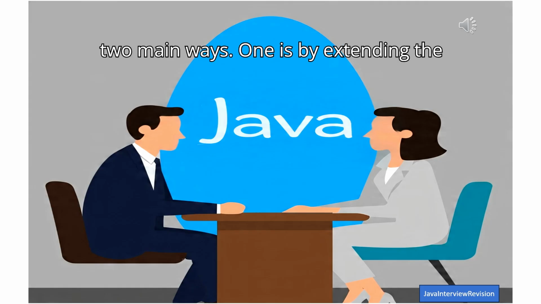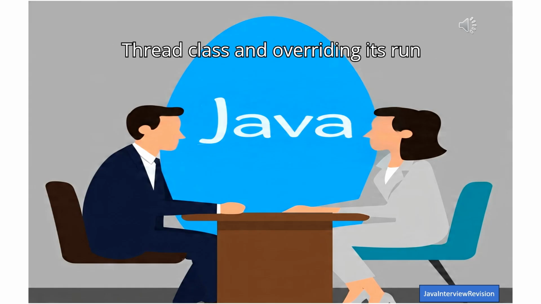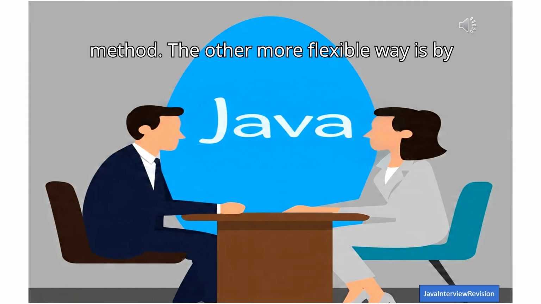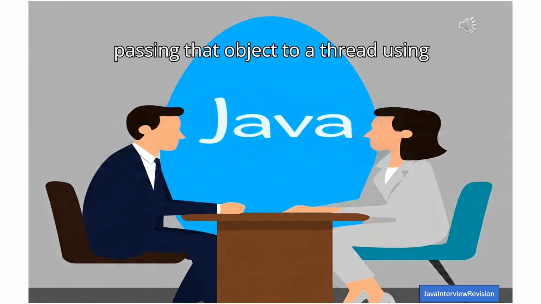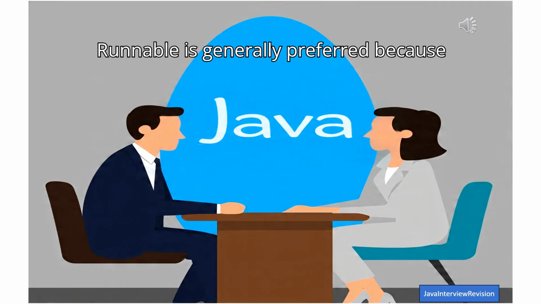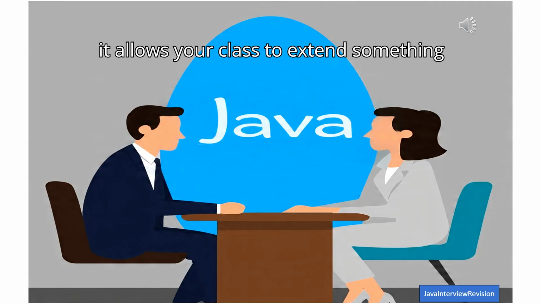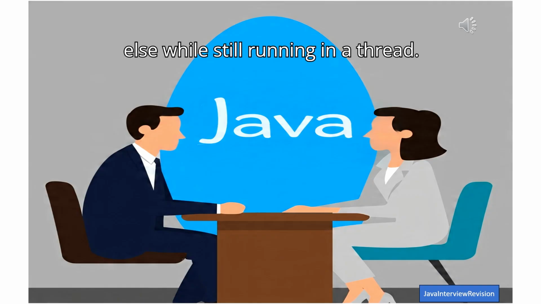There are two main ways. One is by extending the Thread class and overriding its run method. The other, more flexible way is by implementing the Runnable interface and passing that object to a Thread. Using Runnable is generally preferred because it allows your class to extend something else while still running in a thread.